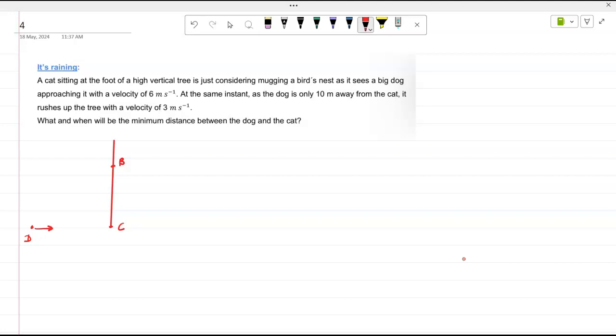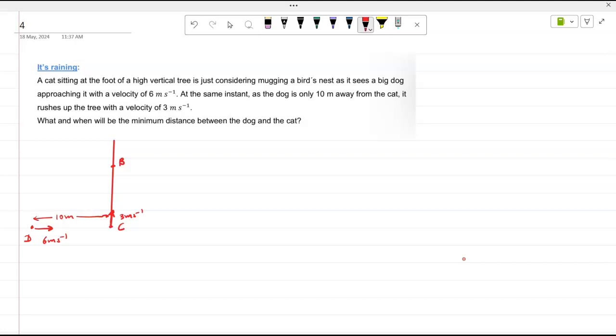Approaching with a velocity of 6 meters per second. So the dog is running towards the cat at 6 meters per second. Now, at the instant the dog is only 10 meters away from the cat, what does the cat do? It rushes up the tree with a velocity of 3 meters per second. So the cat starts going up at 3 meters per second.